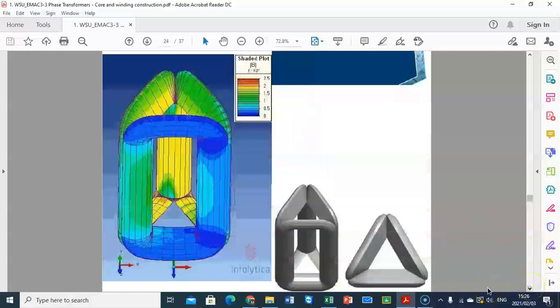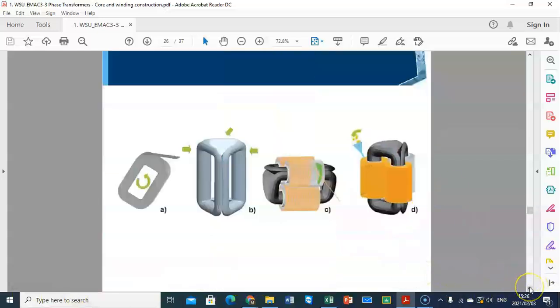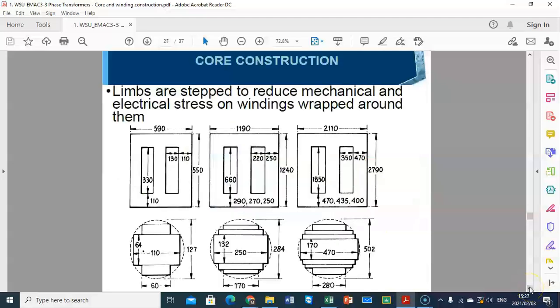Now again here you can see the core of a 3-phase transformer, and this is done with simulation software, the name of which we can see at the bottom of the slide. Again, we can see a 3-phase transformer here, and the same thing.